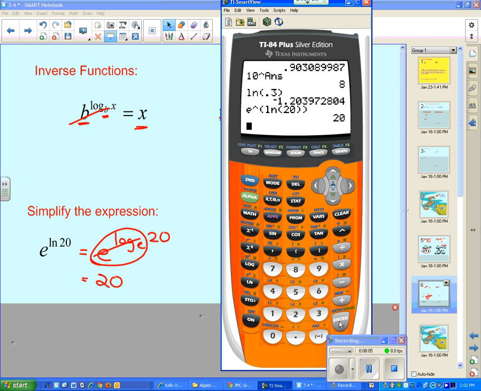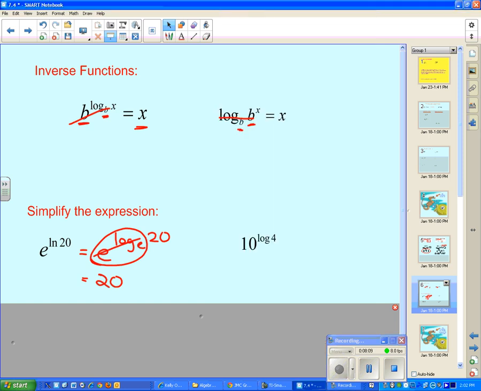Okay, and we do get 20 there, so that proves to us that this property really does work. Let's try the other one. This log right here, again, doesn't have a base. So that one's not base e like the other one was. What is this one? Base 10, right? Anytime it doesn't have a base but it says log, it's base 10.